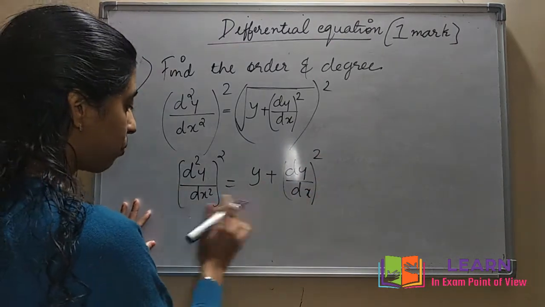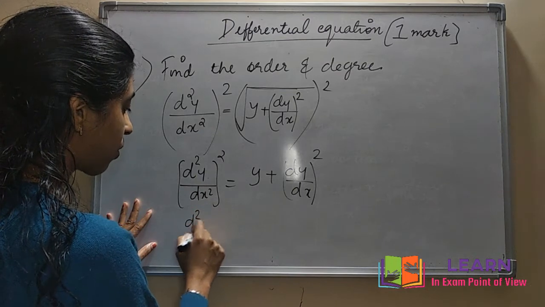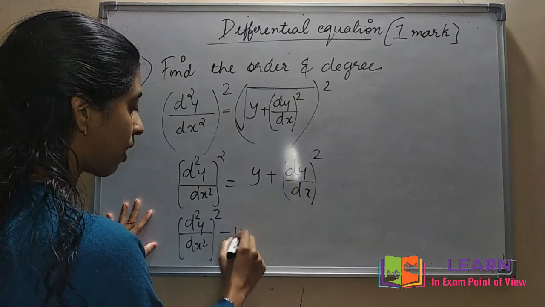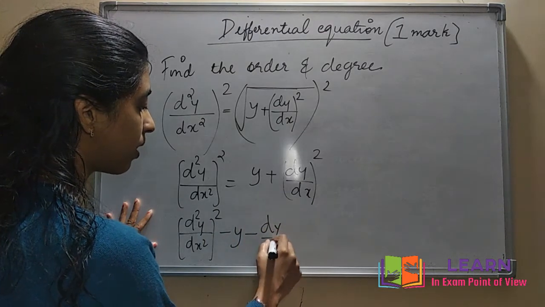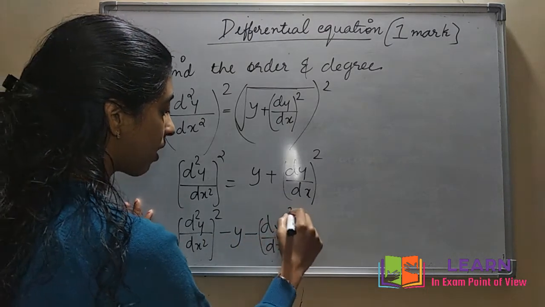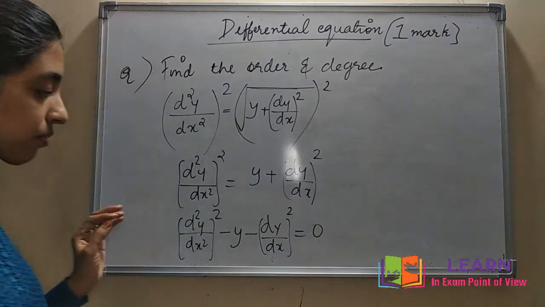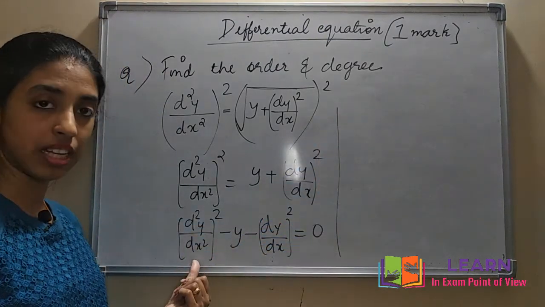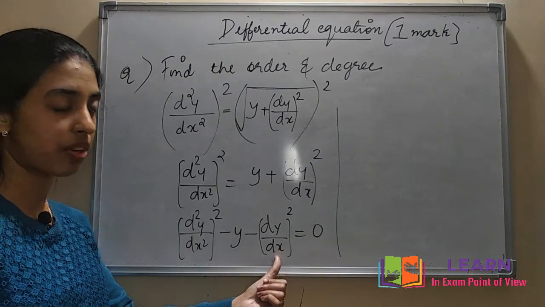Then rearrange it. You can move everything to one side: d square y by dx square, the whole square, minus y minus dy by dx the whole square is equal to 0. So here, which is the highest order derivative? This is a second order derivative. This is a first order derivative.